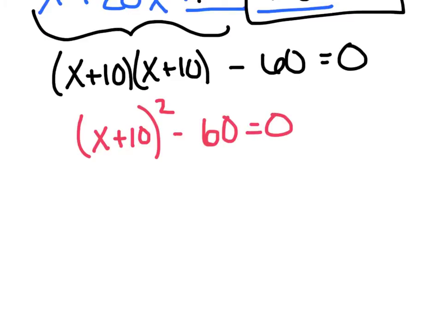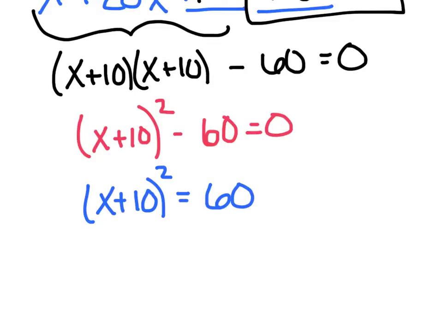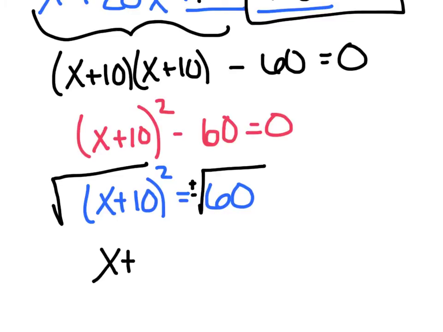Now we're literally just doing a nice algebra equation. We're just solving for x. So I'm going to add that 60 over. x plus 10 squared equals 60. To get rid of a square, I'm going to square root both sides, and don't forget the plus minus. So I get x plus 10 equals plus or minus radical 60.